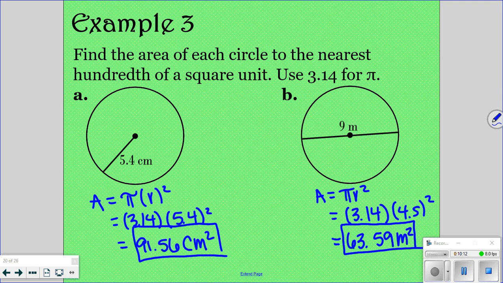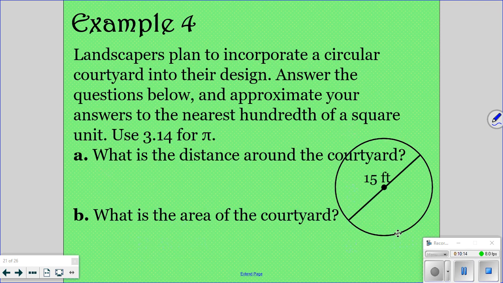Okay, we're going to look at one more practice problem. We have a circle. We want to find the distance around the courtyard, and it tells us use 3.14 for pi.